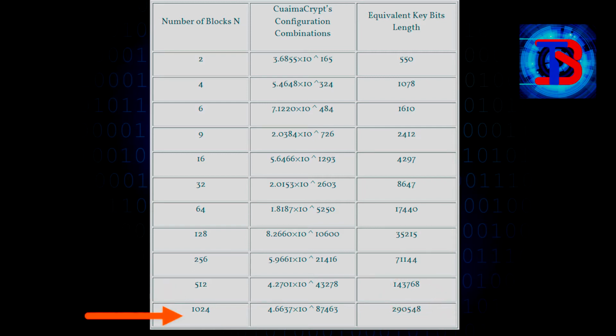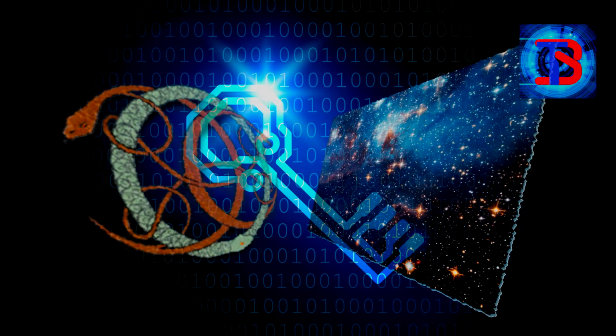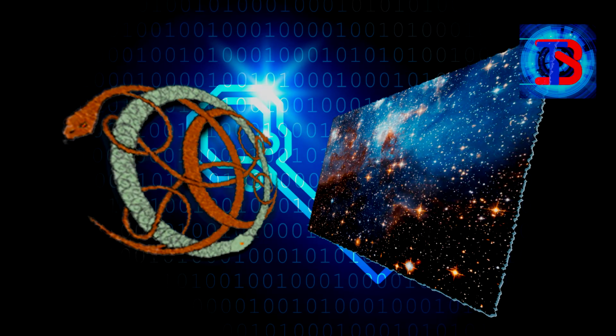For the extreme security scenario of n equals 1024, the equation result is 4.6637 multiplied by 10 to the power of 87,463, which is equivalent to 290,548 bits in a classical cryptographic algorithm. In perspective, in the observable universe we have, in a gross underestimation, 10 to the power of 29 stars.